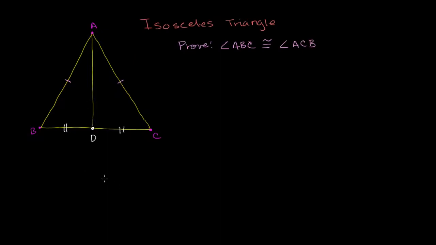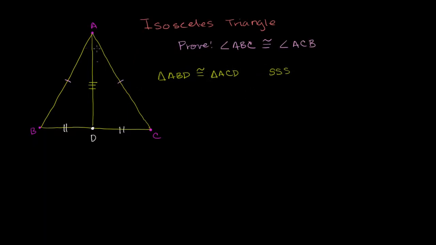And what's even cooler is that triangle ABD and triangle ACD, they have this side is congruent, and they actually share this side right over here. They actually share that side right over there. So we know that triangle ABD, we know that it is congruent to triangle ACD. And we know it because of SSS, side, side, side.